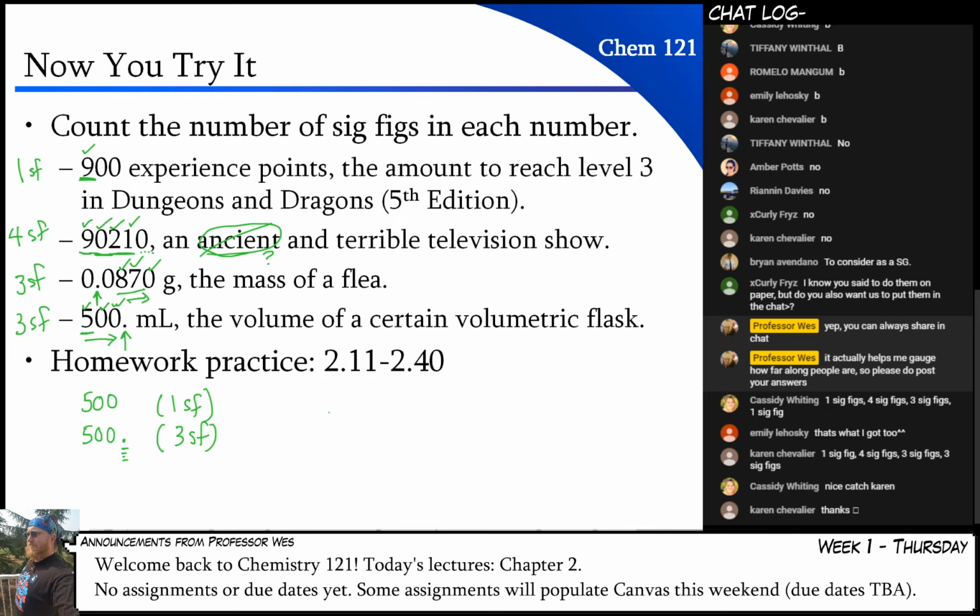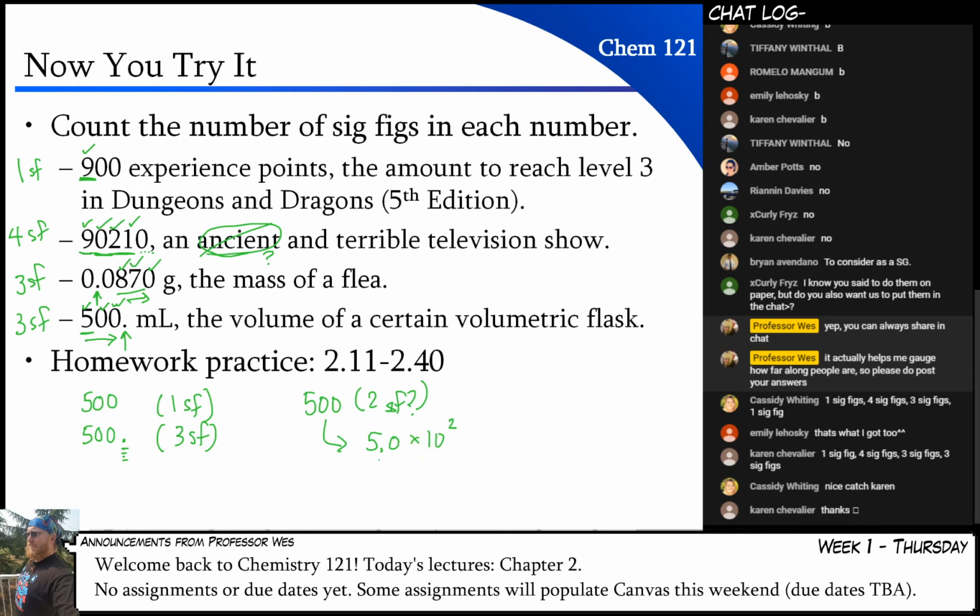Now here's a challenge question. How would I write 500 with 2 significant figures? Is there a way to do it? And the answer is, there is a way to do it, but not with this notation. What I actually have to do is do this.